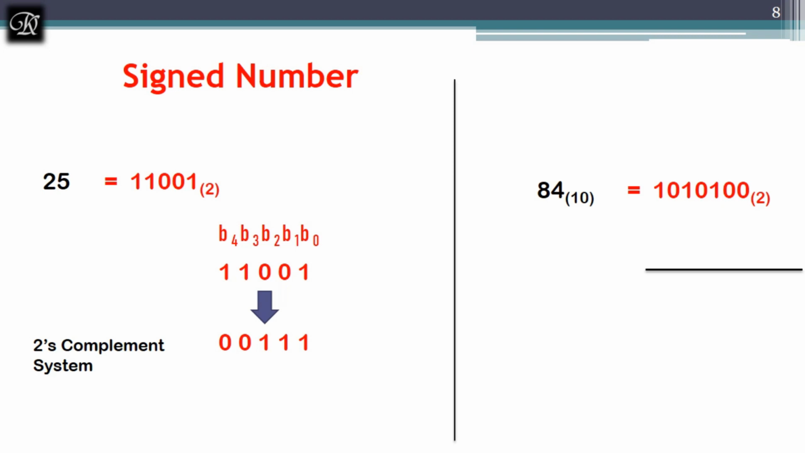Let's see how to represent signed numbers in a computer. If it is a positive 25, we know how to find the binary version, 11001, and I'm marking the bits. Now if you are going to indicate the sign of the given number, first you go to the MSB, an additional 1 bit, which tells the sign of the given number. For a positive number it is 0, and for a negative number it is 1. This is positive 25, so I marked it with a 0.